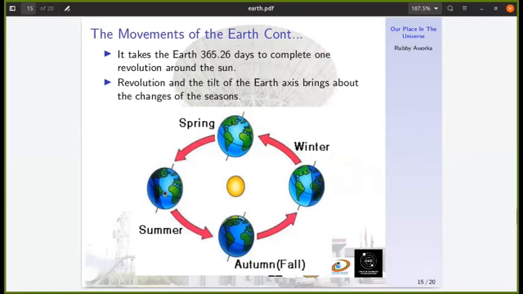So as the Earth moves from this region to this region, the Earth is also tilted in such a way that both the North and South Pole are facing the sun. Hence, the people in the northern hemisphere will be experiencing autumn or fall.